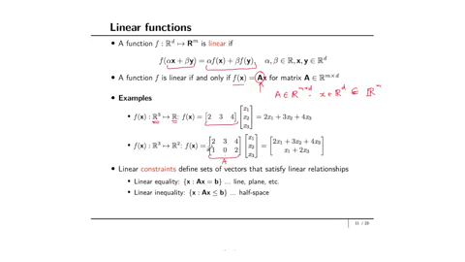Why 2? Because the row index is 2. So again, component by component multiplication: 2 times x1 plus 3 times x2 plus 4 times x3 gives you the first component. 1 times x1, 0 times x2, 2 times x3 gives you the second component. And that's what linear functions are. Linear functions take vectors, multiply them by a matrix, and give another vector.